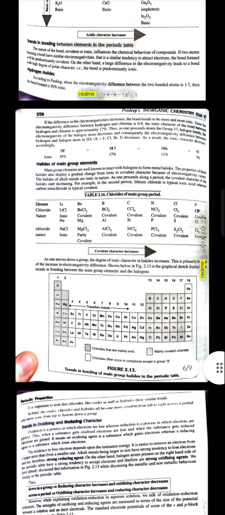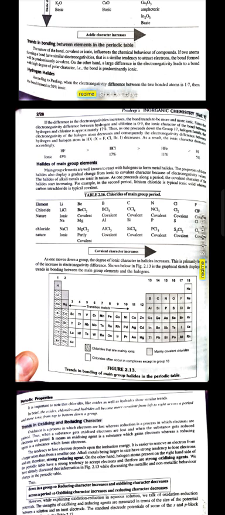Trend in bonding between elements in the periodic table. The nature of the bond, covalent or ionic, influences the chemical behavior of the compounds. If two atoms forming a bond have similar electronegativity, that is, a similar tendency to attract electrons, the bond formed will be predominantly covalent. On the other hand, a large difference in electronegativity leads to a bond with a high degree of polar character, that is, the bond is predominantly ionic.